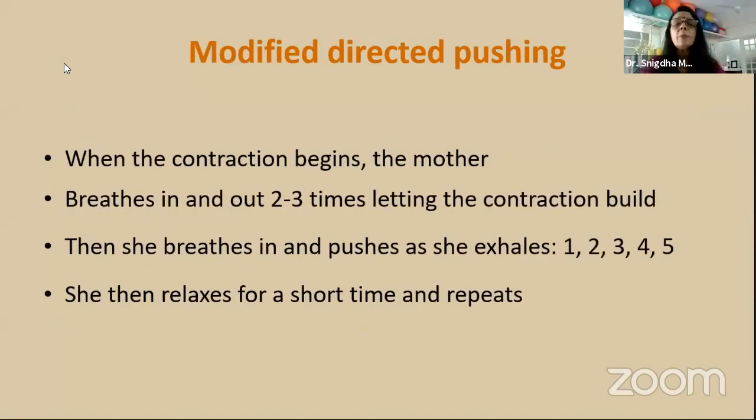So we can teach them modified directed pushing. So what is this? When the contraction begins, the mother breathes in and out 2 to 3 times, letting the contraction build up. And then she breathes in and pushes as she exhales. 1, 2, 3, 4, 5. She then relaxes for a short time and repeats. So let's do it. Breathe in and out. Once more.